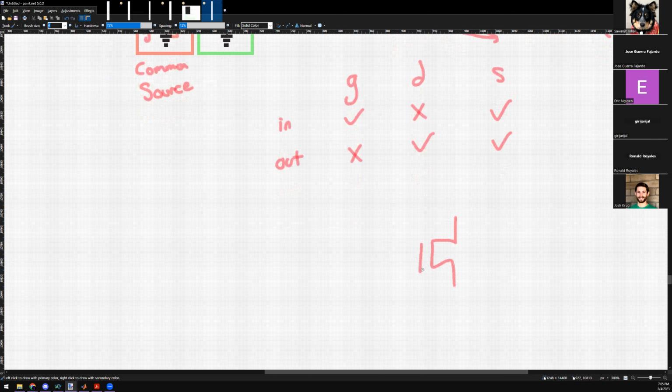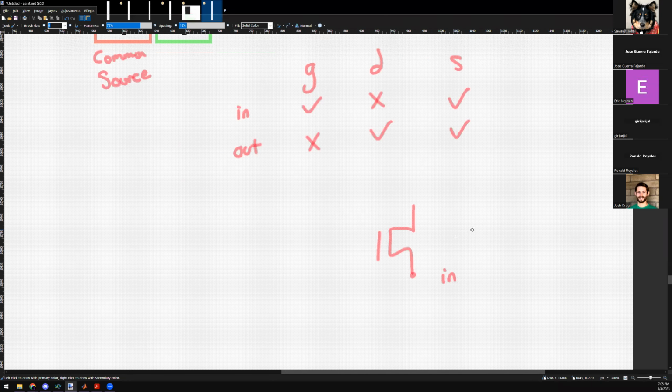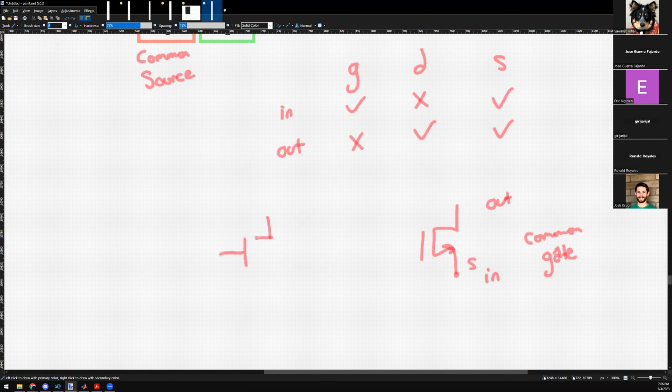So if I see that the input is on the source, what's the only configuration I can do? Where does the output have to be? You're saying the source is the input, so it can't be the gate, so it will have to be the drain. What's the only legal option left? From the drain, and this is therefore common gate. Good. That makes sense because it didn't touch the gate.